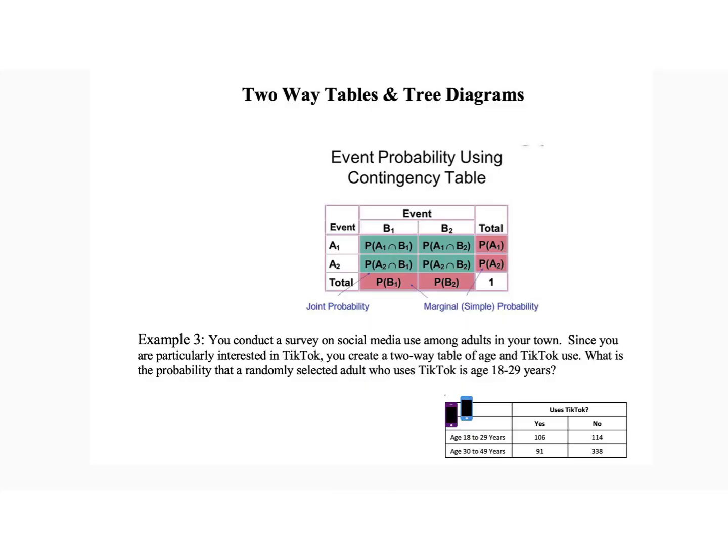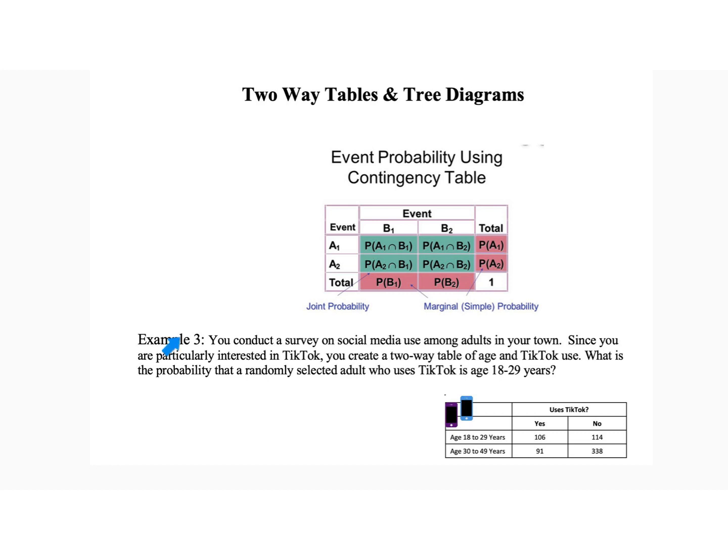Let's look at some two-way tables again. And probabilities within a two-way table are known as your joint probabilities. It's the intersection of event A and B occurring right here. Your marginal probabilities, well, this first one would be just the probability of this entire row of event A sub 1 occurring. Let's look at an example.